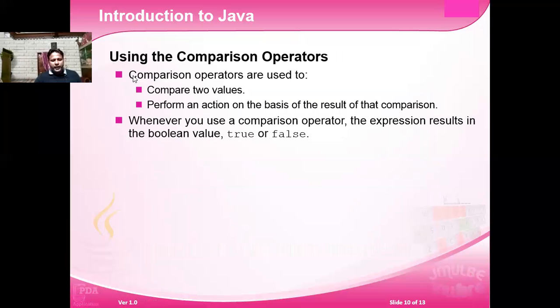Next, we are going to check the comparison operator. The comparison operators are used to compare two values. They perform an action on the basis of the result of that comparison. Whenever you use a comparison operator, the expression result is a boolean value, true or false. Means you compare two values, then it will display either true or false.